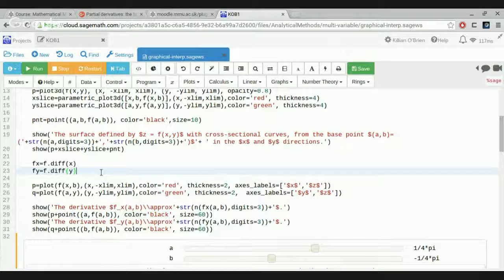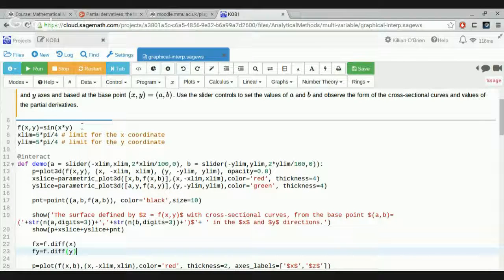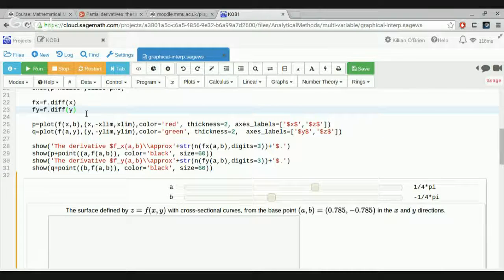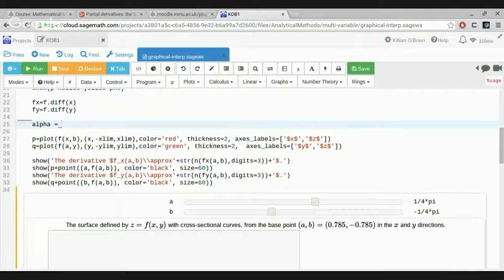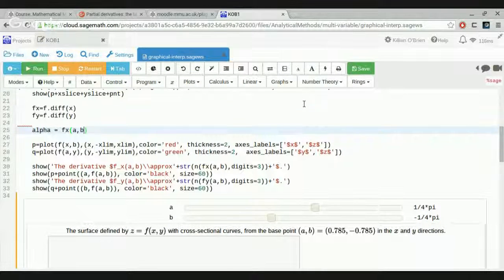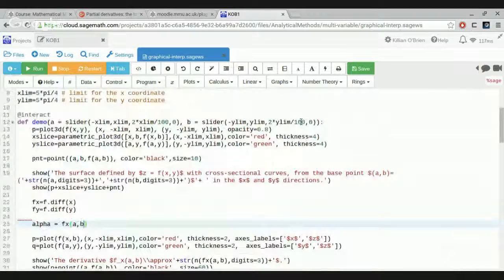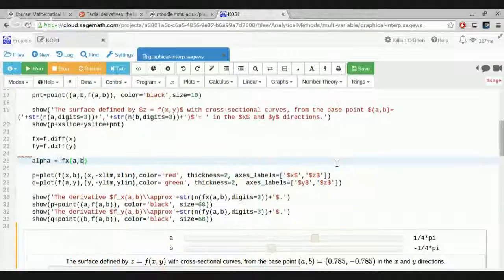You can do all of this in MATLAB as well. There's a place in the code here where I've obtained the two derivatives, df dx and df dy. f is the function defining this surface, it's the sine of x times y. So we can determine here the alpha, which is going to be this function fx evaluated at a and b, where a and b are the coordinates of the base point.